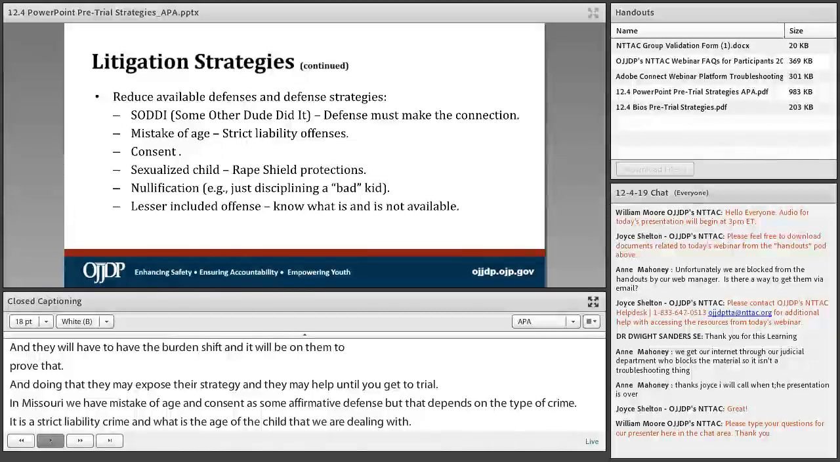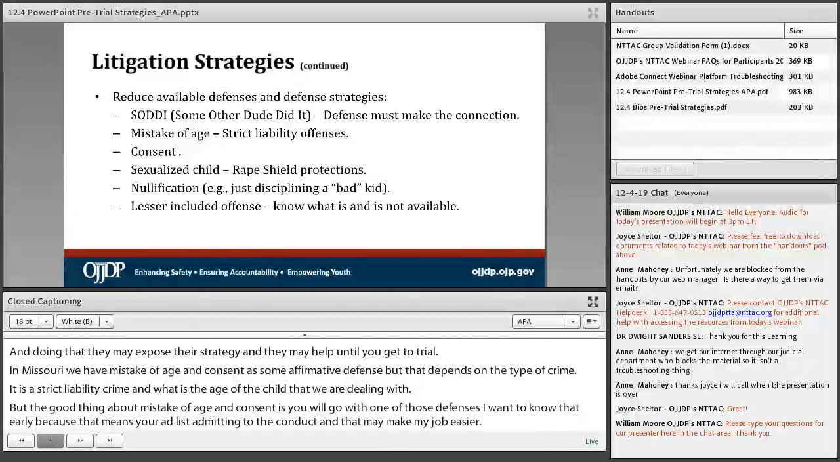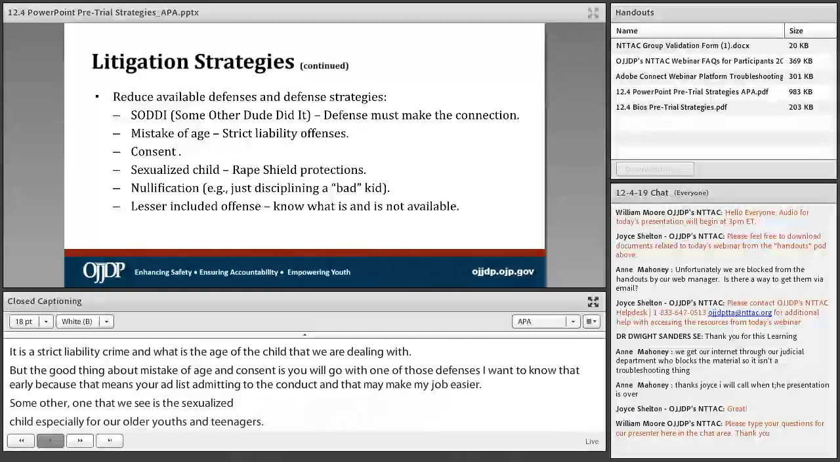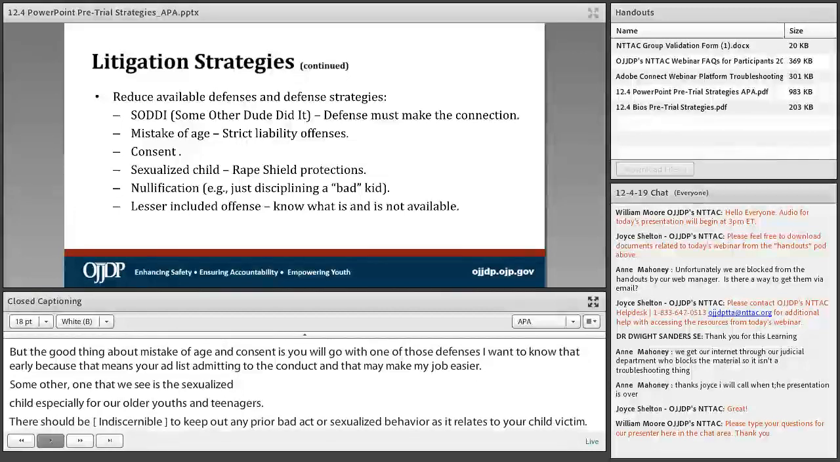Another common one that we see is the sexualized child, especially for our older youth and teenagers. There should be motions in limine to keep out any prior bad act or sexualized behavior as it relates to your child victim. And if you can't keep it out in its totality, at least limit it, so you know what's coming in, and you're able to prepare for it, and prepare your child for it if that's going to be an issue.